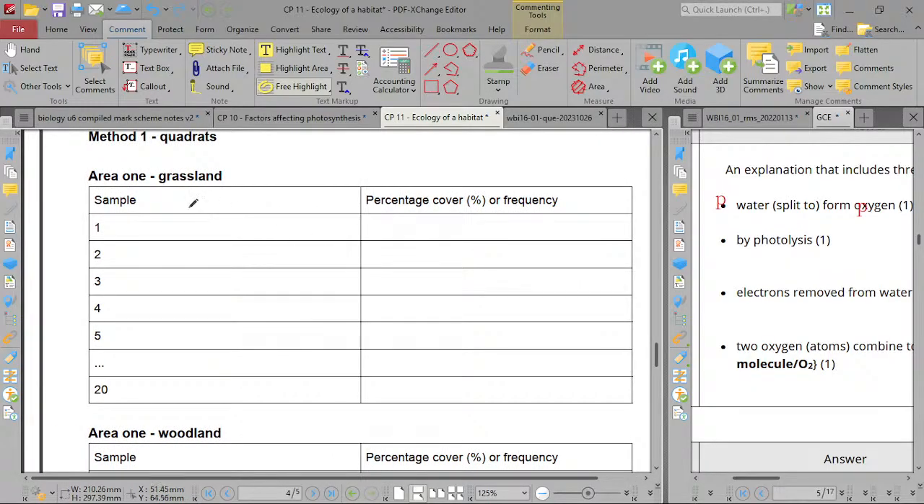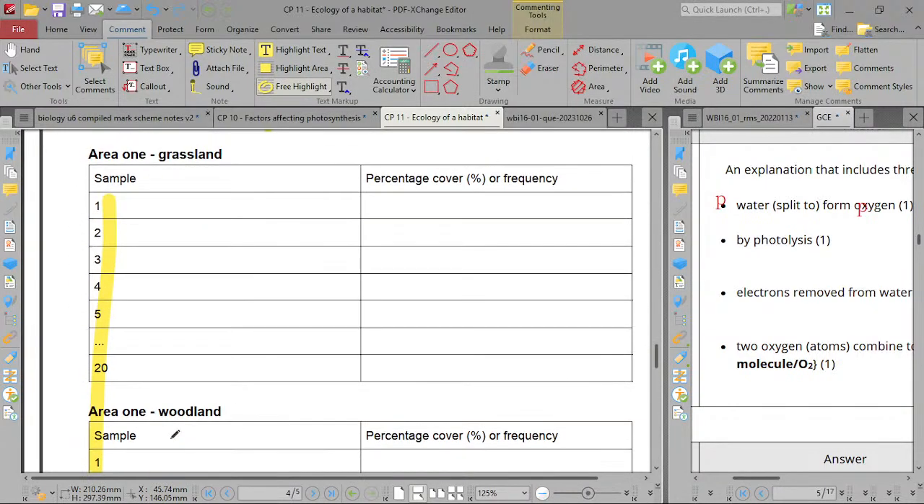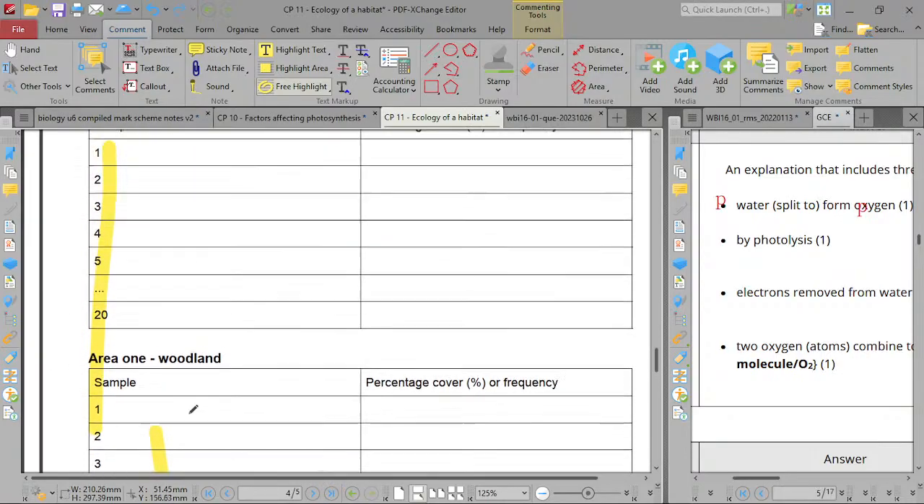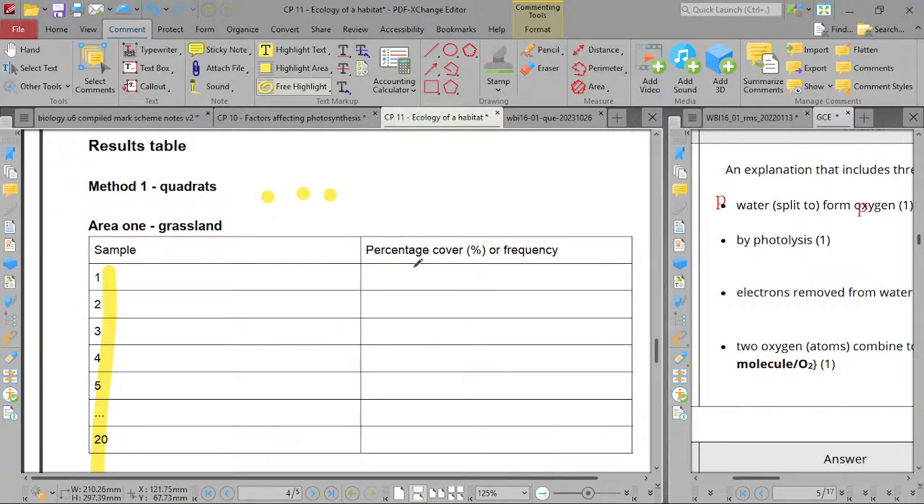So here we have what it would look like. Let's say we had 3 areas of which we took 2. So we would have 20 samples in area 1, 20 samples in area 2. And we will have the percentage cover, or the frequency. The percentage cover would be for undistinguishable creatures, where frequency would be for distinguishable. Frequency is the number of quadrats the species is in divided by the total number of quadrats, so divided by 20. Percentage cover is just simply how much of a single quadrat they cover.